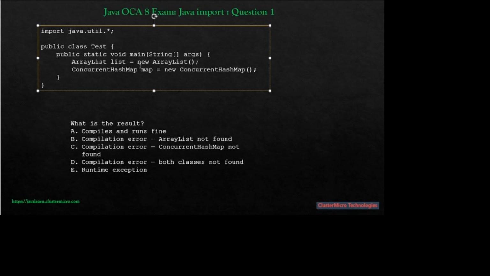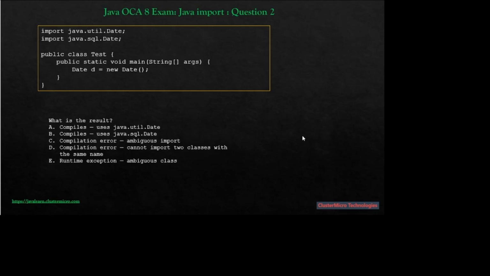Next question: what is the result? Import java.util.Date. This we also discussed, right? Date d = new Date. This will not compile because the system doesn't know which Date you are using. It's ambiguous, so it will not work. Like we discussed, you can import just java.util.Date and use that Date here, and for java.sql you just use the FQCN. So the answer is C, ambiguous import.